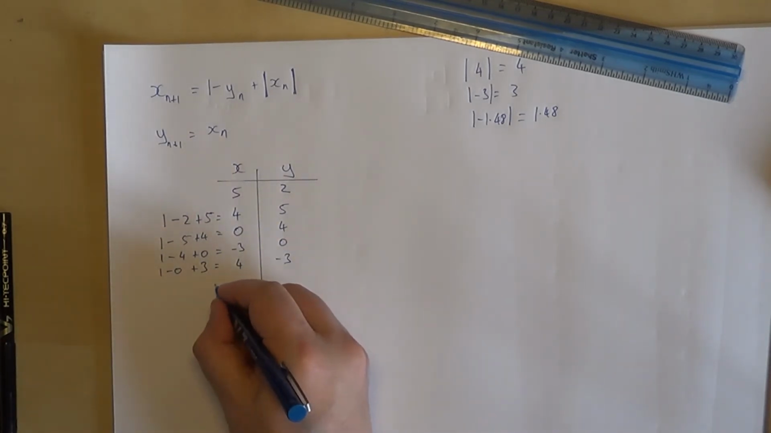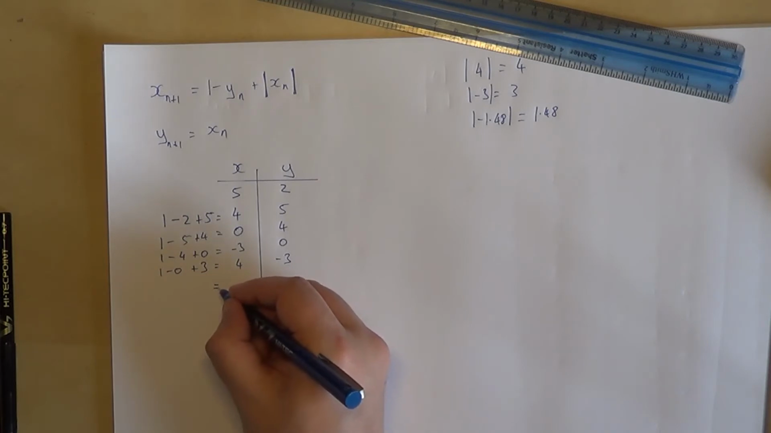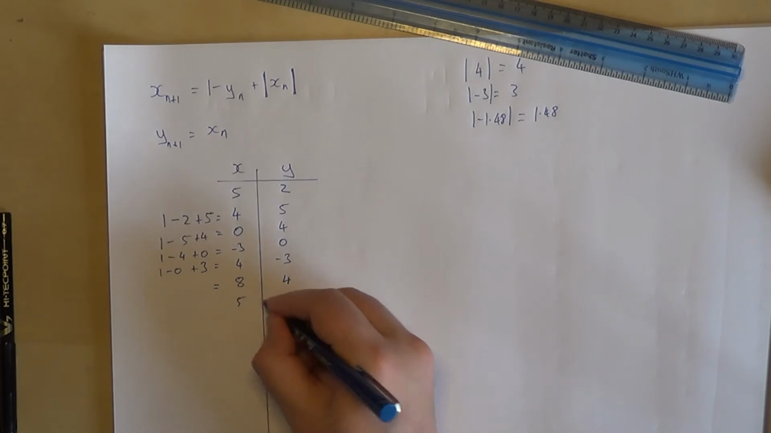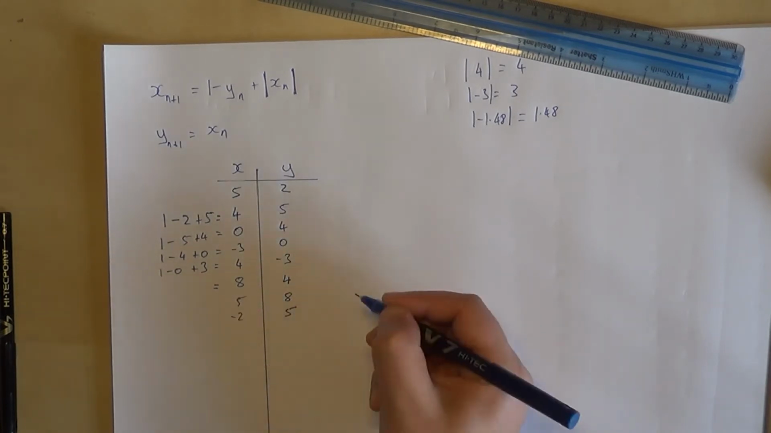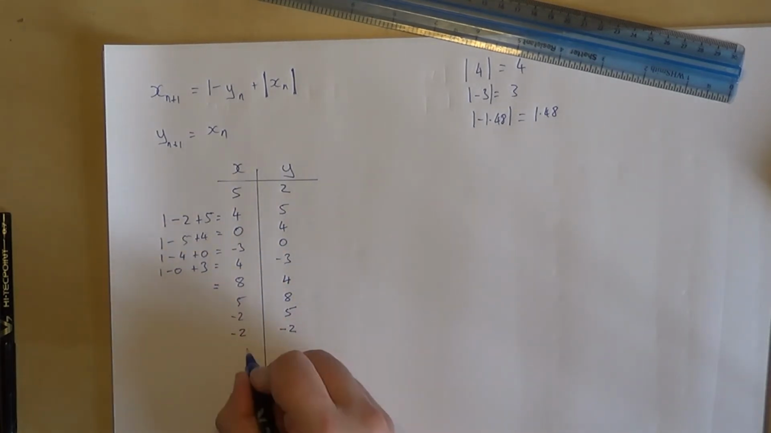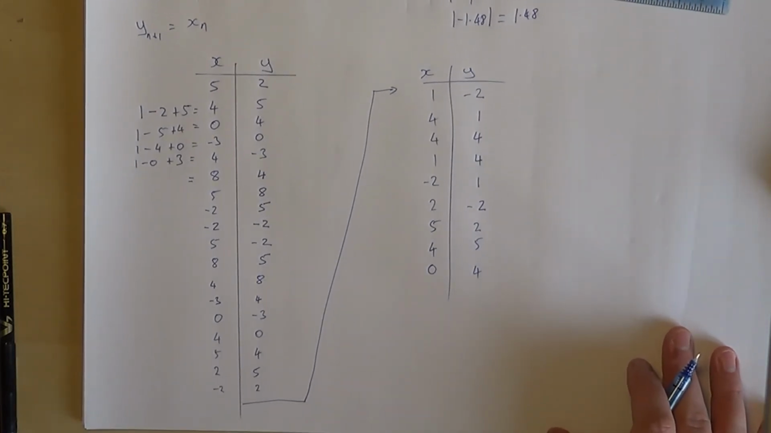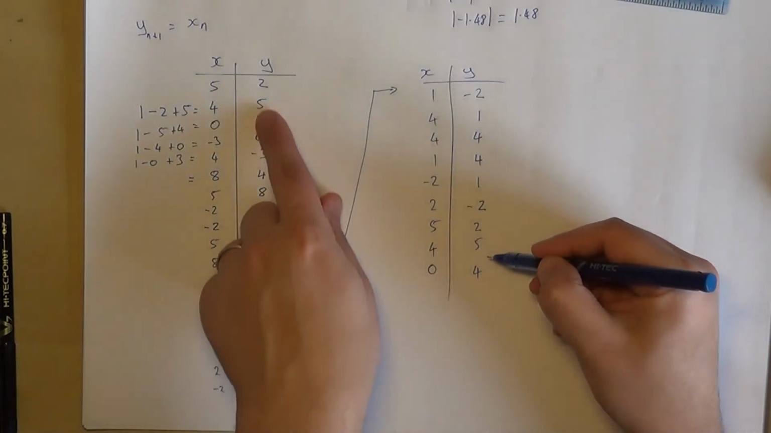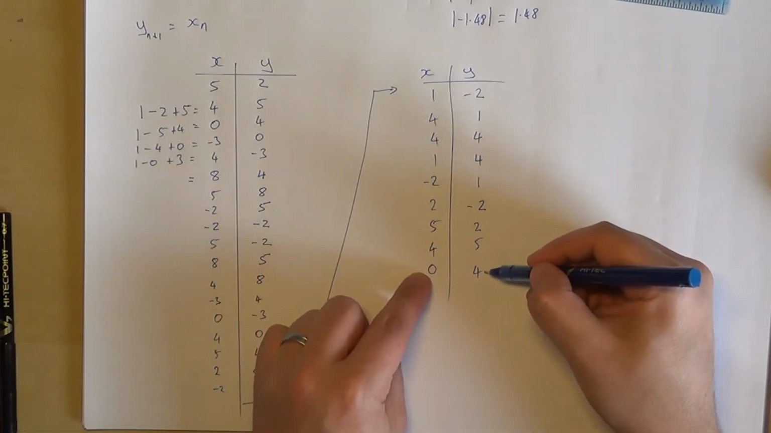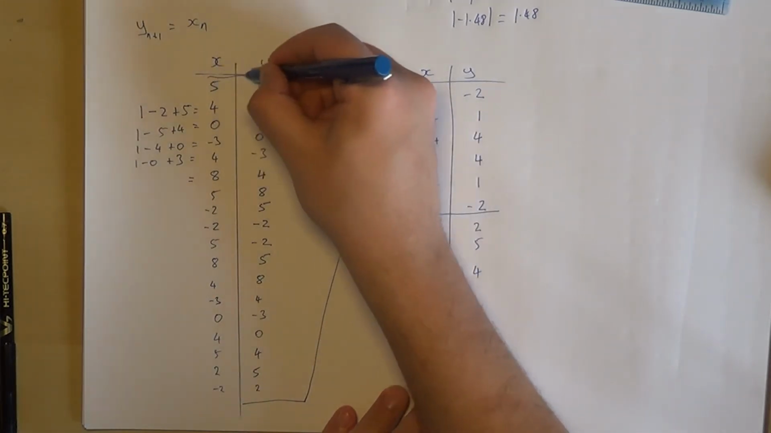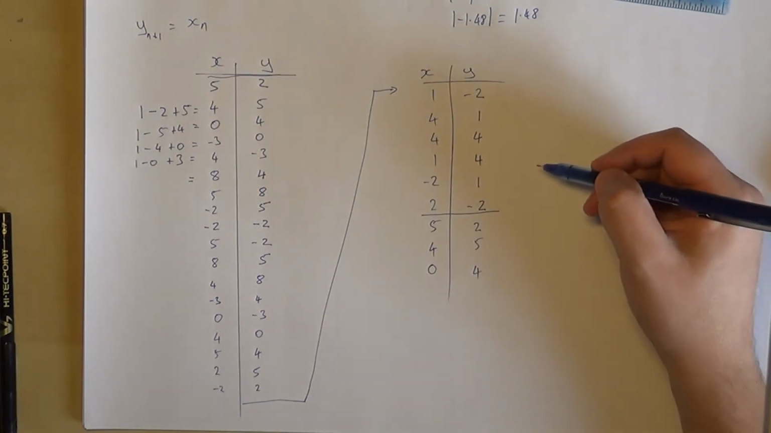And we can crack on doing this as fast as we like. So we get 8, 4, 5, 8. You'll notice that these three values are the same as those three. So we seem to have started round a loop again. From there to there looks like a cycle of things that will repeat.